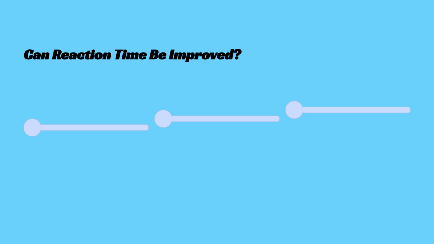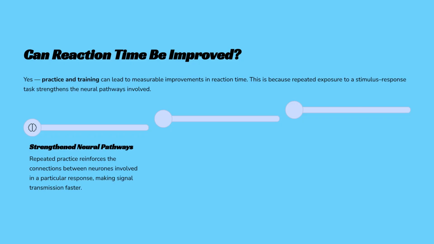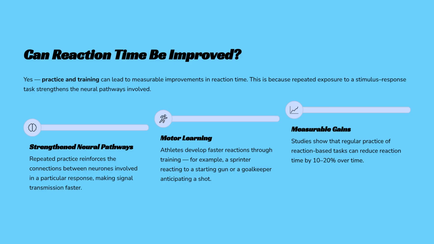Reaction time can be improved through practice and training. This strengthens neural pathways, aids motor learning, and leads to measurable gains in response speed over time.